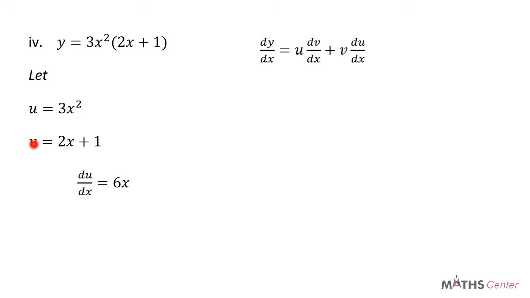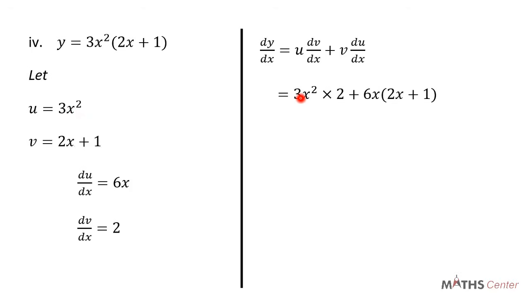We also need dv dx. When you differentiate 2x, the x will be gone, you'll be left with 2. And when you differentiate 1, which is a constant, you get 0. So dv dx is 2. Now we can substitute that here. When you do that, you have 3x squared times 2, because u is 3x squared and dv dx is 2. Then plus v is 2x plus 1, du dx is 6x, so you have 6x times 2x plus 1.